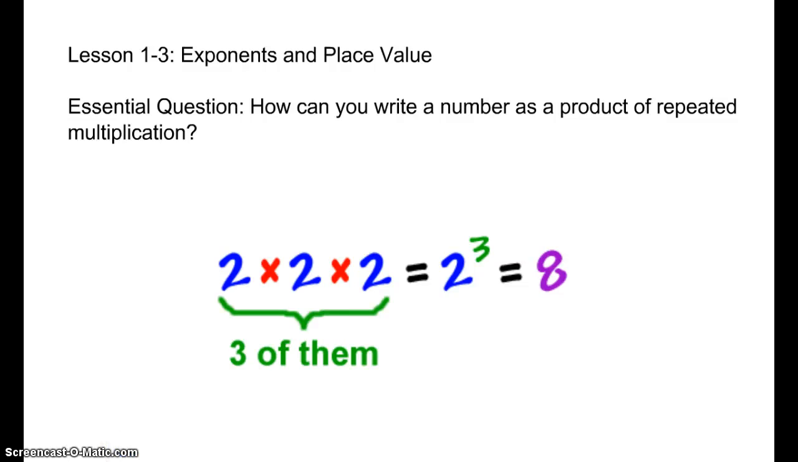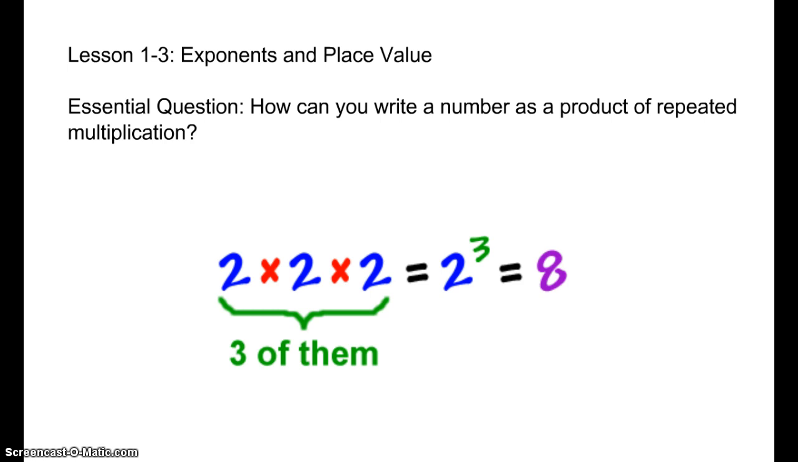Lesson is 1-3, using exponents and place value. So our essential question is, how can you write a number as a product of repeated multiplication? So I want you to pause and write down the essential question as well as the lesson.